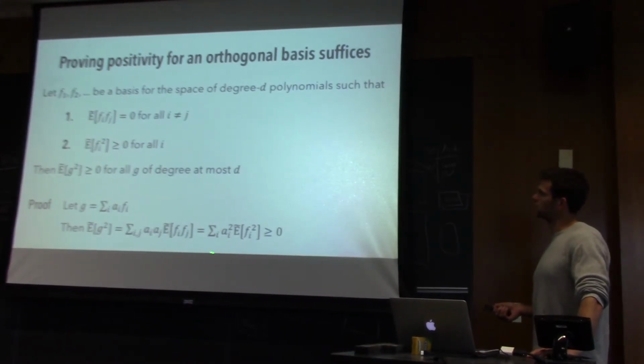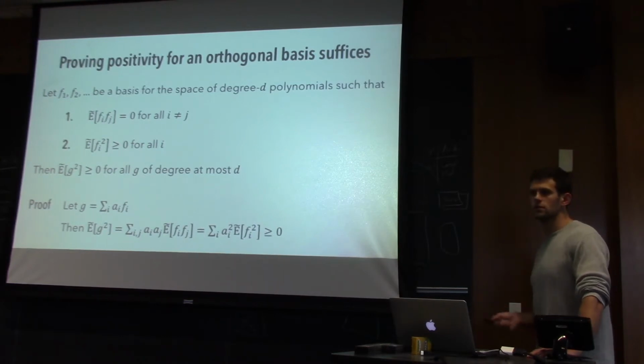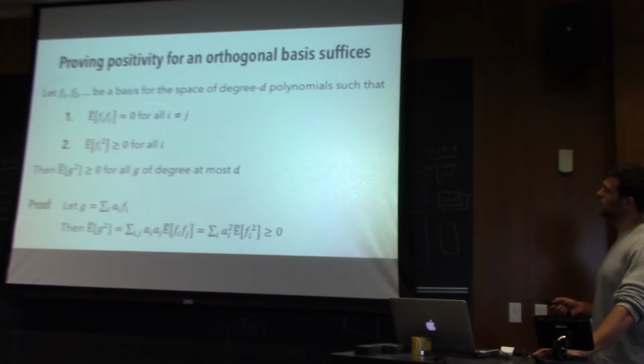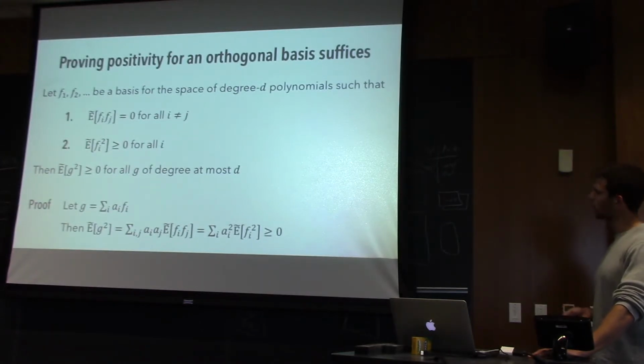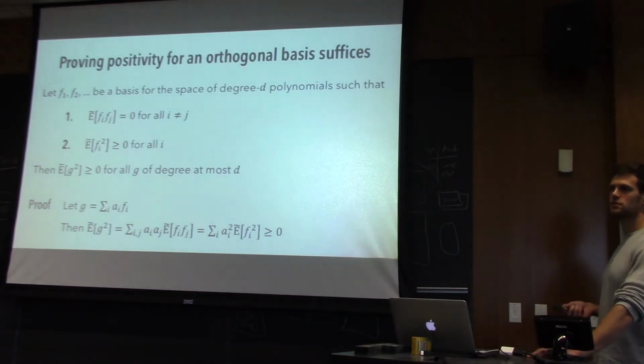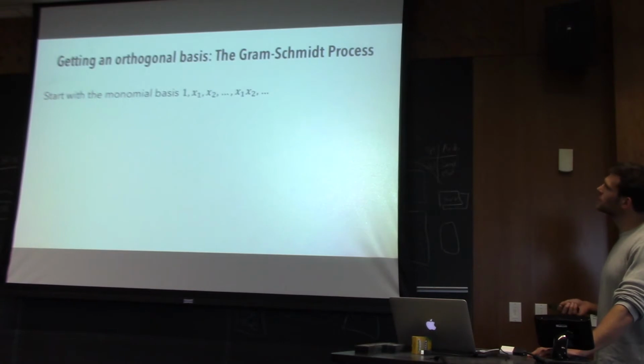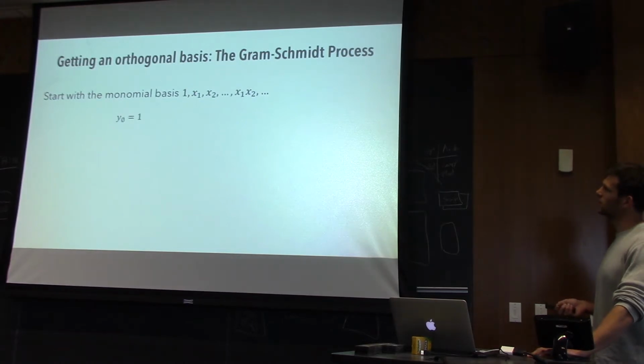So the orthogonality kills off all the cross terms, and you're left with just these terms, and you're done. So we would really like to find such a basis. So how can we find an orthogonal basis? Well, if you remember from linear algebra, you can just run the Gram-Schmidt process. So maybe we should start with this monomial basis, which is just all the monomials. And we should try to do this.